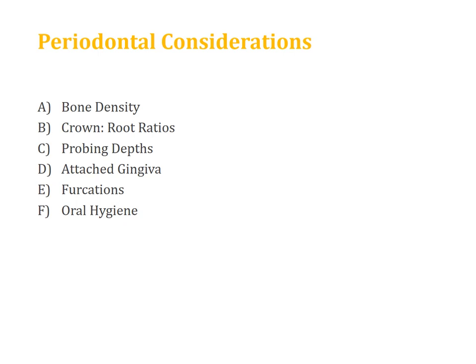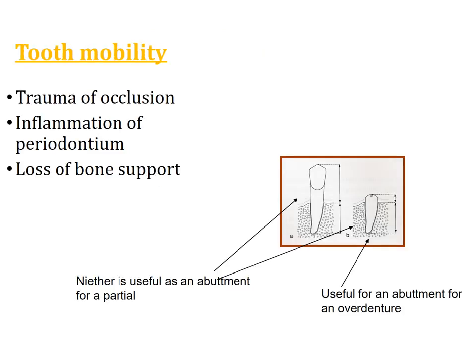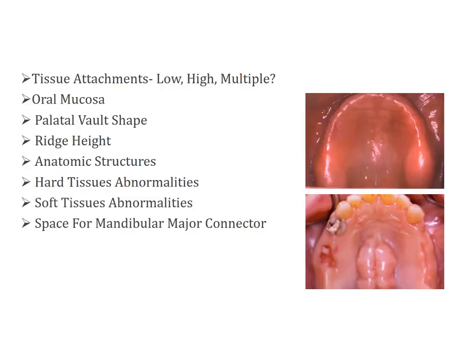In periodontal considerations, you have to assess the crown root ratio, the density of the bone, any probing depth, attached gingiva, how much gingiva is present, is there any furcation involvement, is there any endo-perio lesion or such things. Tooth mobility could result from withdrawal from occlusion and result in bone loss and inflammation of the periodontal ligament. So this needs to be addressed if there is a withdrawal from occlusion causing the tooth mobility.